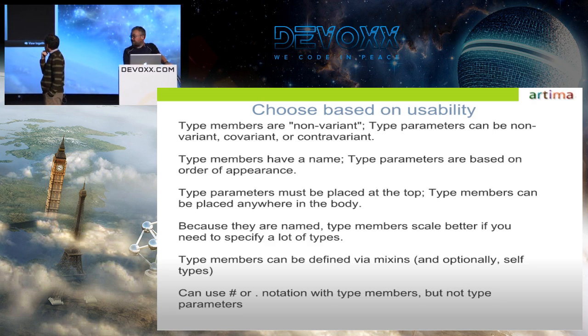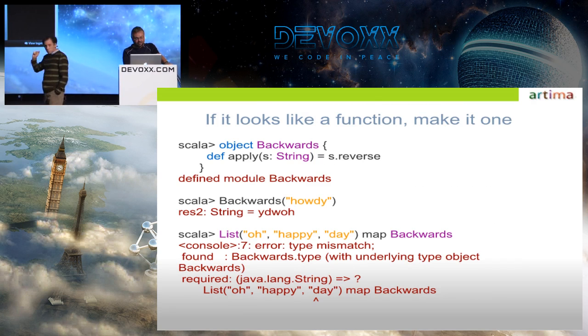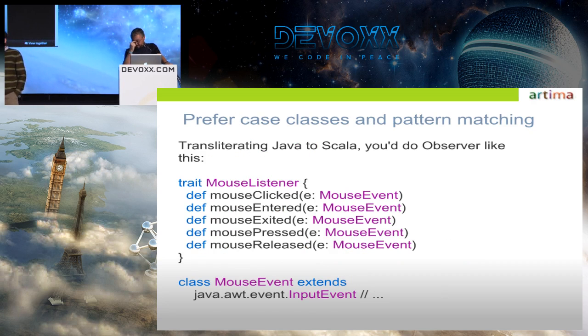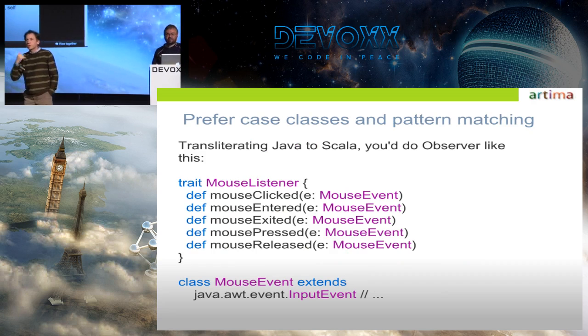I thought of one more on this list as well, by the way. Okay, let's add it at the end. So the very last one on this list is that you can use the pound sign or dot notation to get out a type member, but you can't do that with a type parameter.